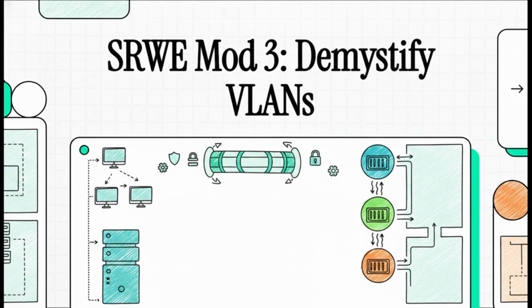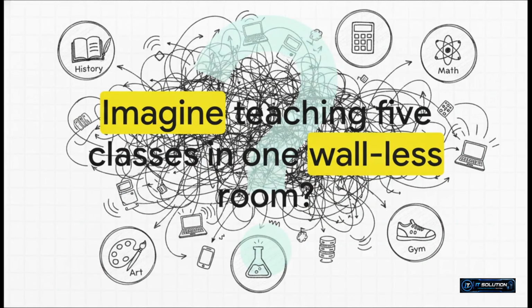Welcome to this explainer on SRWE Module 3. Today, we're going to take some standard networking concepts and completely transform them into a fun, structured journey to understand virtual LANs, or VLANs. Look, if you're studying for your CCNA, or you're out there managing real enterprise networks, you already know that keeping traffic organized and secure is absolutely essential. So today, we're rolling up our sleeves to unlock the mechanics of Layer 2 segmentation. Okay, let's dive right in.